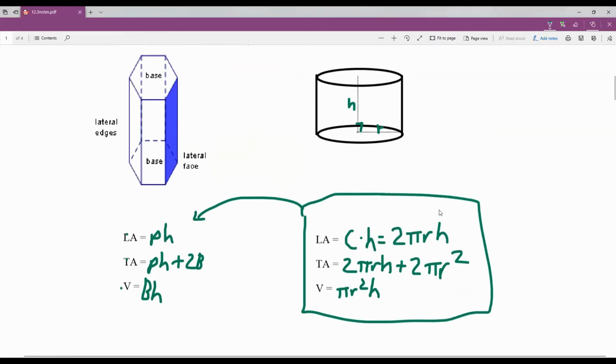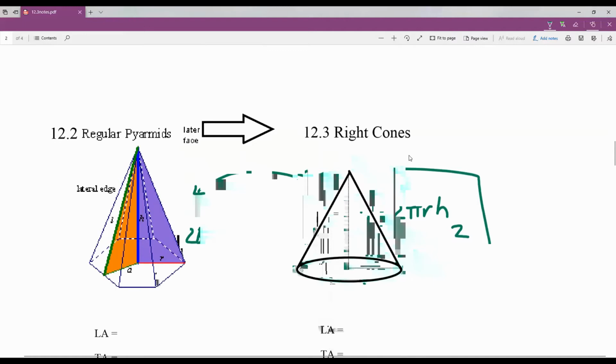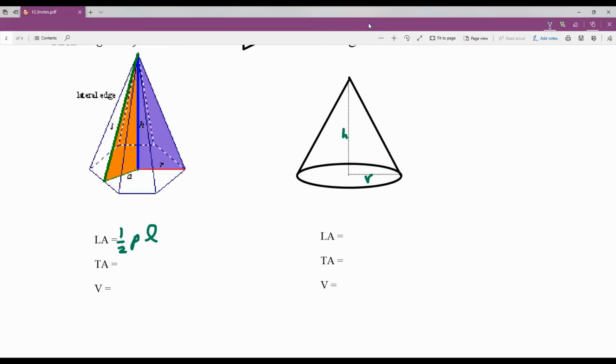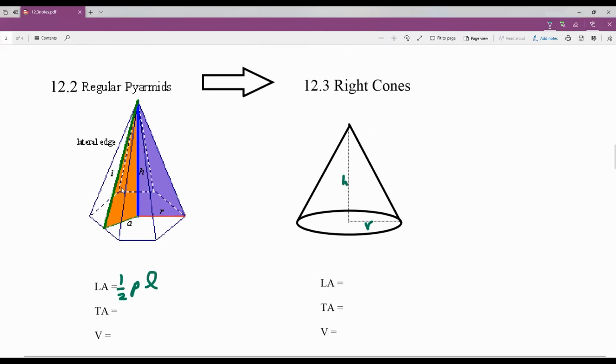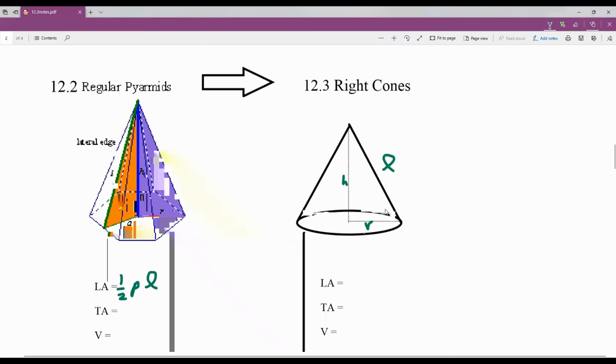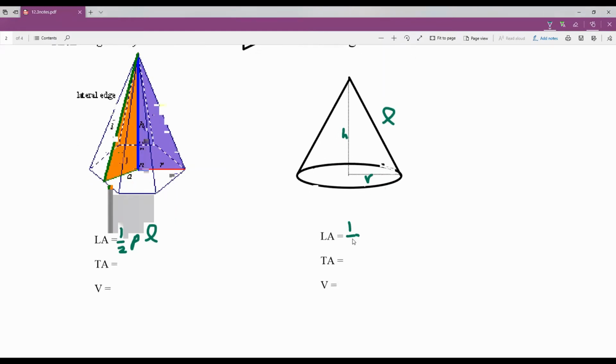Now, the same idea comes into play when we talk about cones versus pyramids. For pyramids, you had a polygon as your base, and now as cones, we have a circle as our base. For a regular pyramid, our lateral area, which is all the sides added up, is 1/2 the perimeter times the slant height. And that's going to be the exact same thing for a cone: 1/2 the perimeter times the slant height.